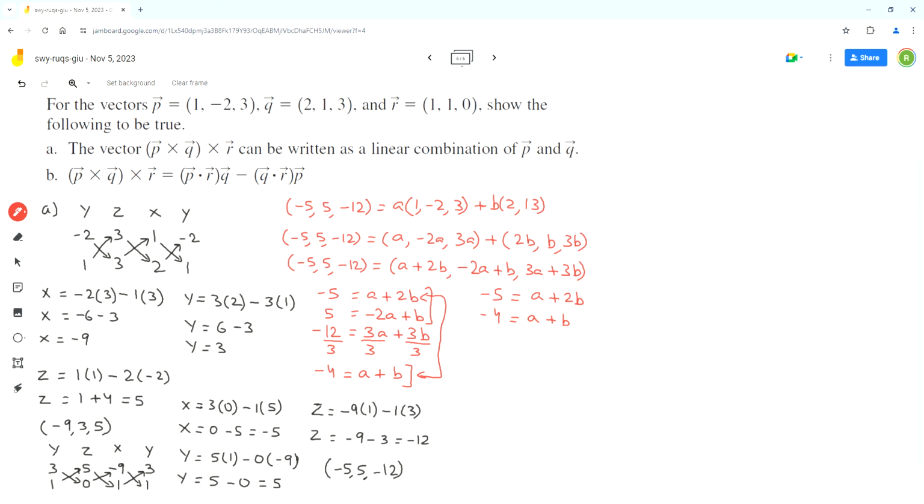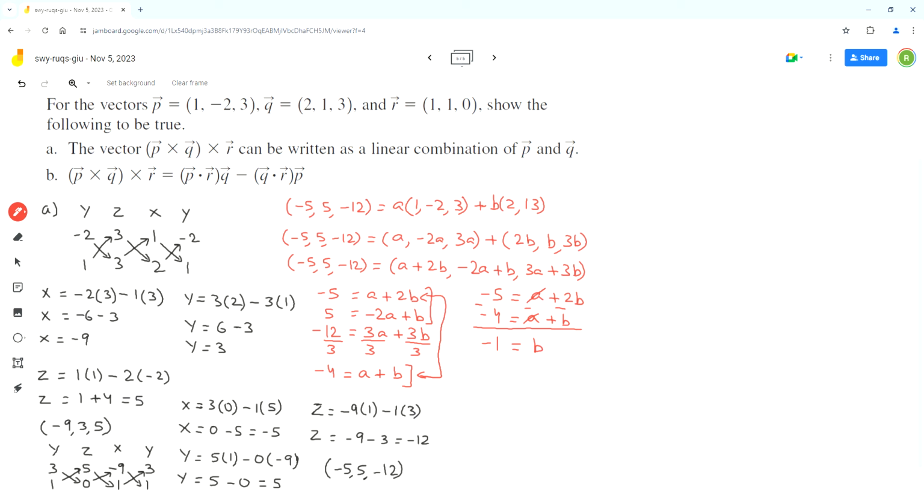We can solve for B from these two equations by subtracting the two equations. We are using the elimination method. Negative 5 minus negative 4 is equal to negative 1. The A terms will get cancelled out. And 2b minus b is b. So that means the value of b is negative 1.